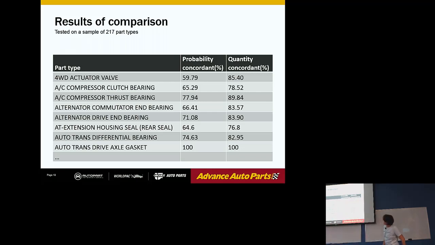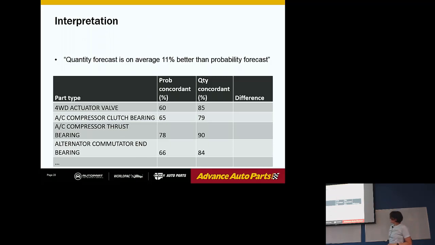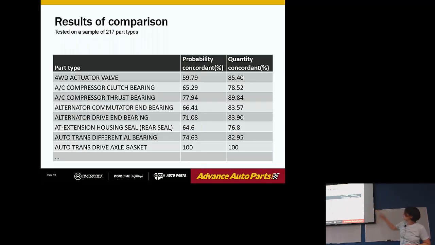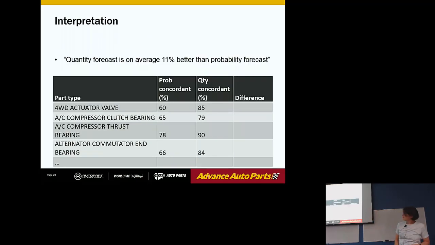Okay, so as you can see here, quantity is doing a pretty good job here. It was actually doing a pretty good job all over the place. However, I promised you an interesting interpretation story. There was a person who looked at that data, and of course I did not show you the whole table. The whole table is 217 part types down. And that person decided to summarize it and said, quantity forecast is on average 11% better than probability forecast.